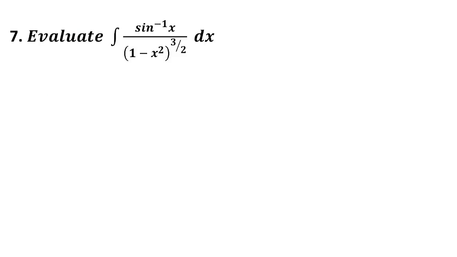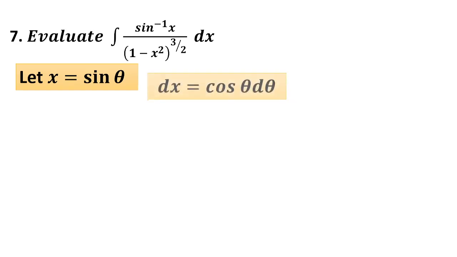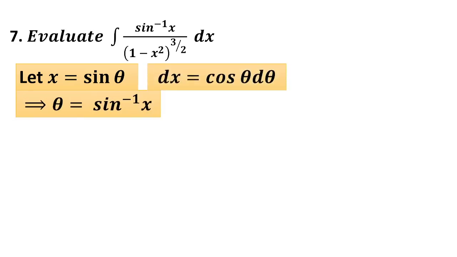Go to question number 7. Evaluate the integral of sin inverse x by (1 minus x square) whole power 3 by 2. I will put x is equal to sin theta. This problem can be done directly by integration by parts, but when you do the substitution, the problem will get reduced. But dx is cos theta d theta.